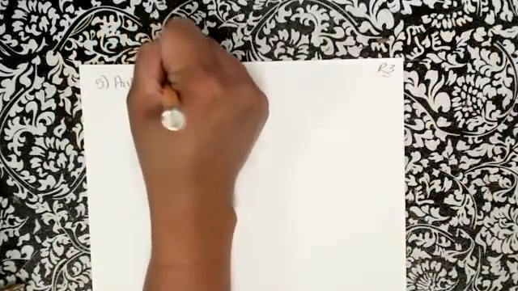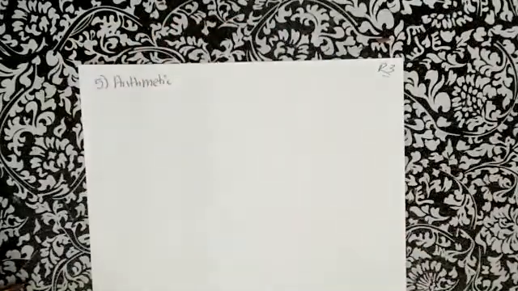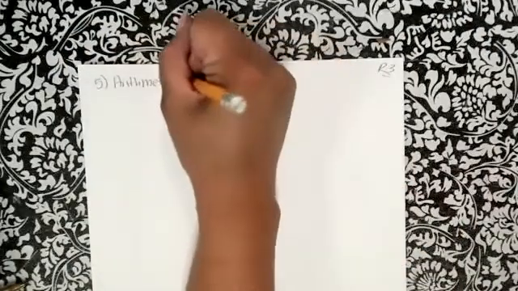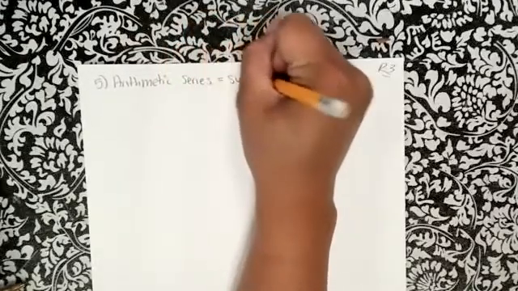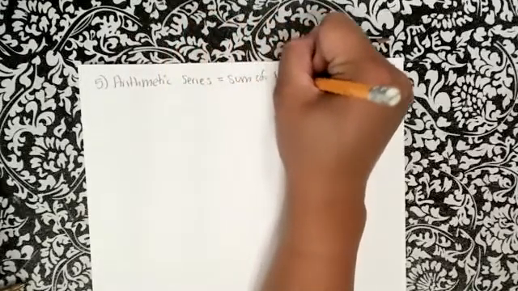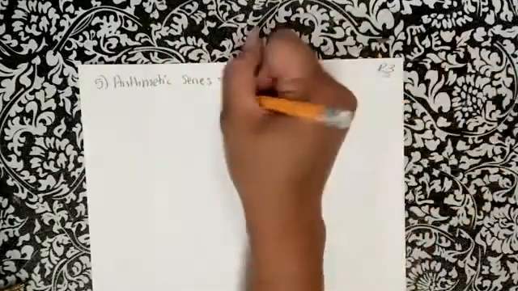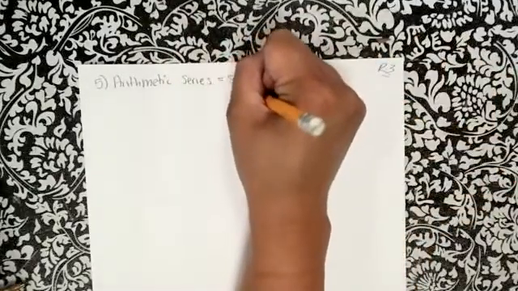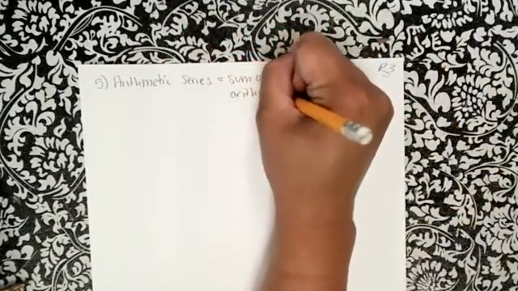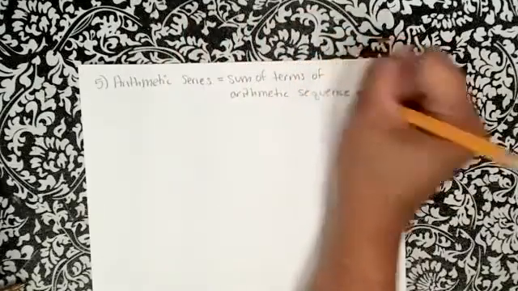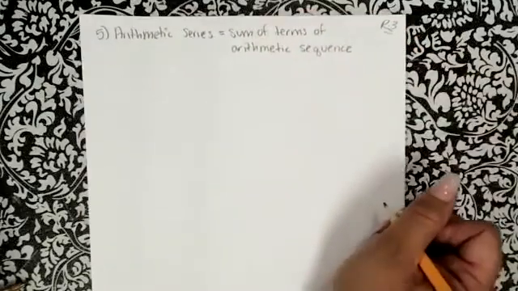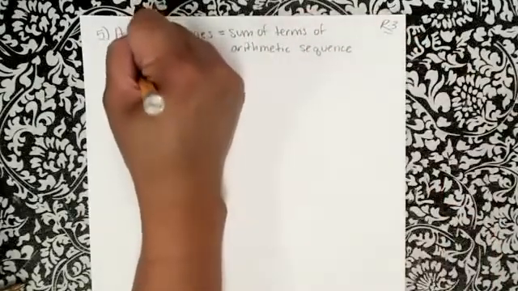Now, arithmetic means you are adding and subtracting. If the pattern is multiplication, that is not arithmetic. An arithmetic series means it's the sum of the terms of an arithmetic sequence. So now, instead of just the pattern, you're actually finding the sum. You need to add up all the numbers.